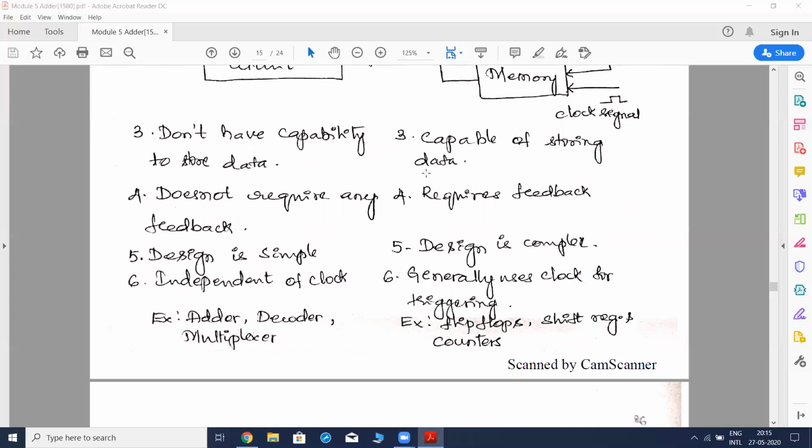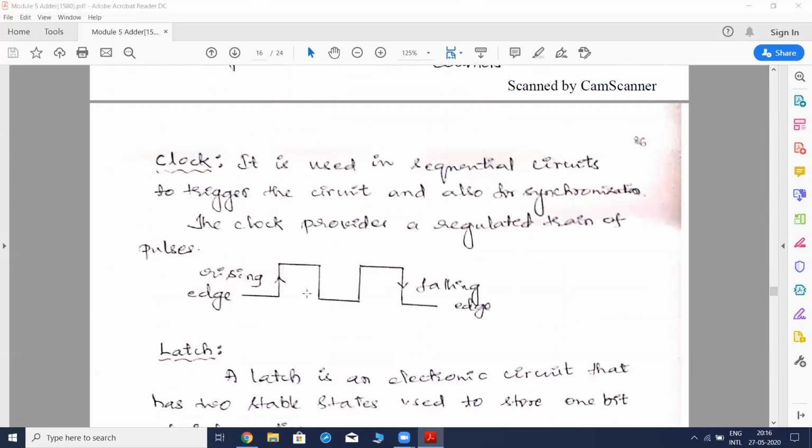We know that the adder, decoder, multiplexer, demultiplexer and encoder are all just combinational circuits. They give the output depending on the present inputs at that particular instant of time. According to that input, they give the output for us. So this is the main difference between combinational and sequential circuits.